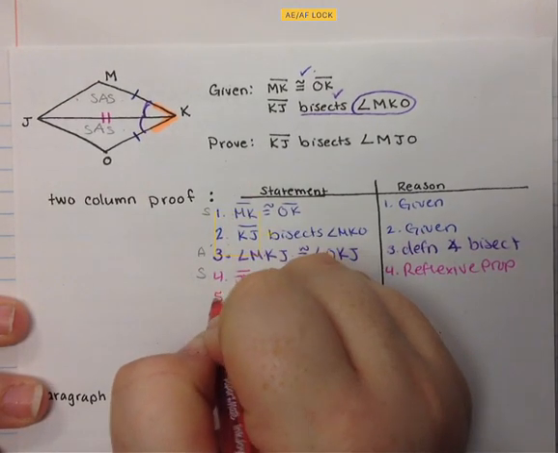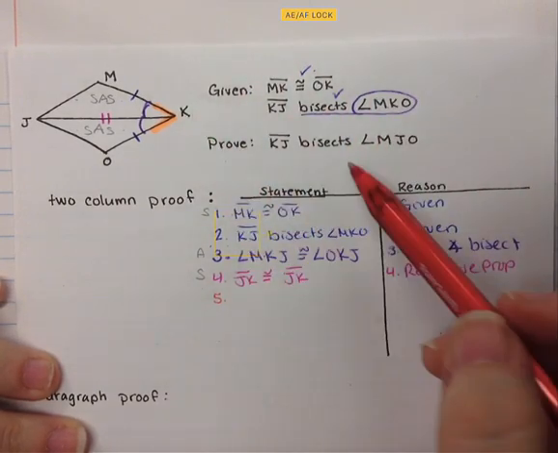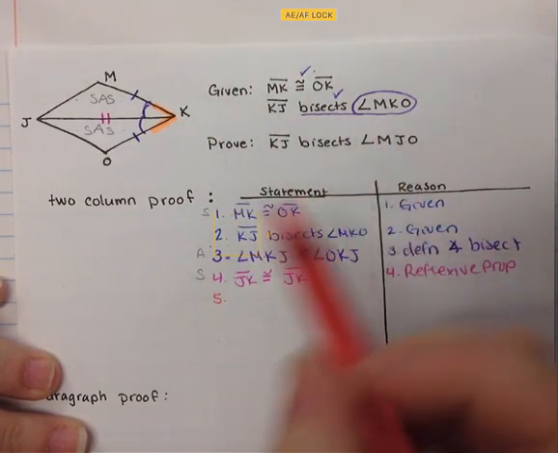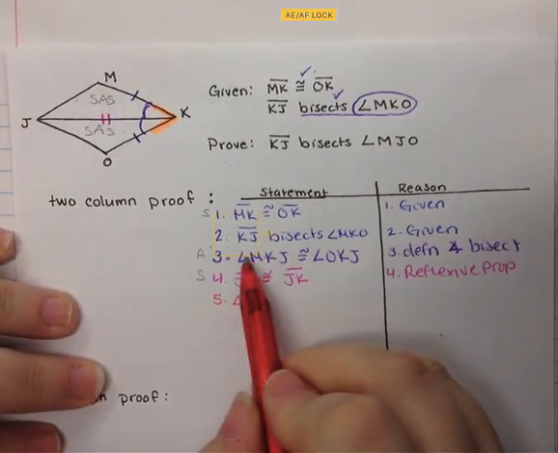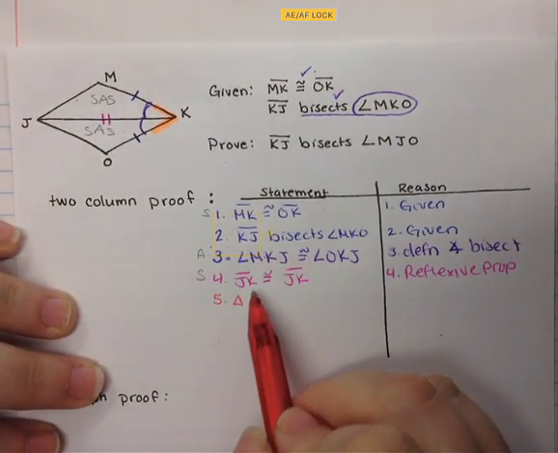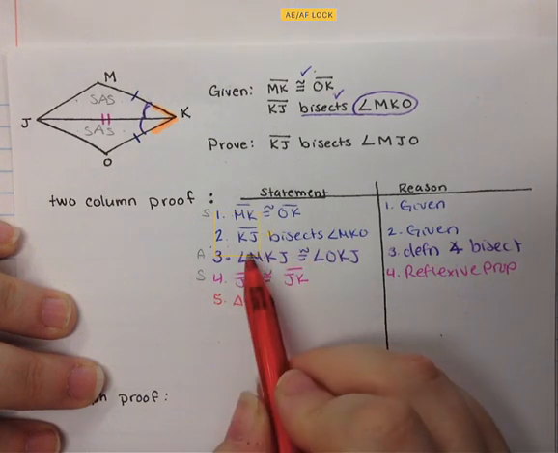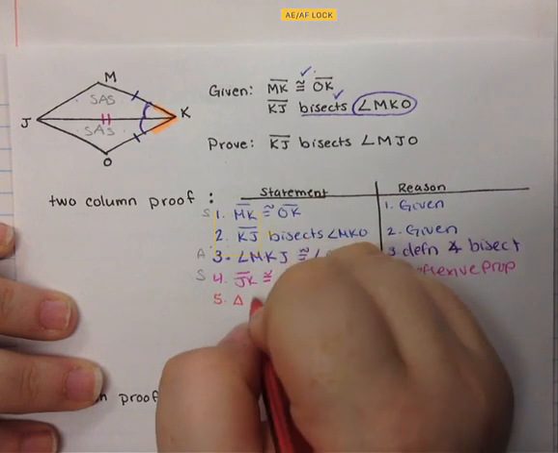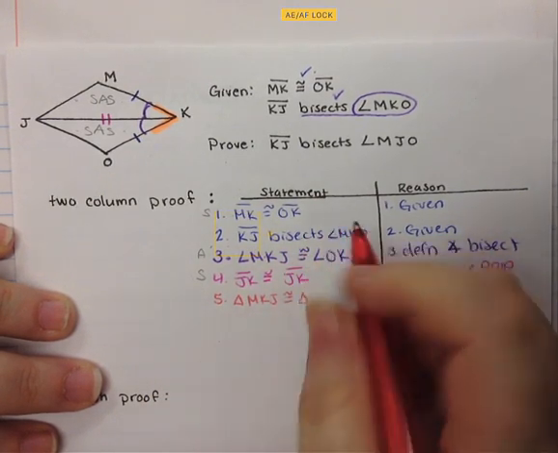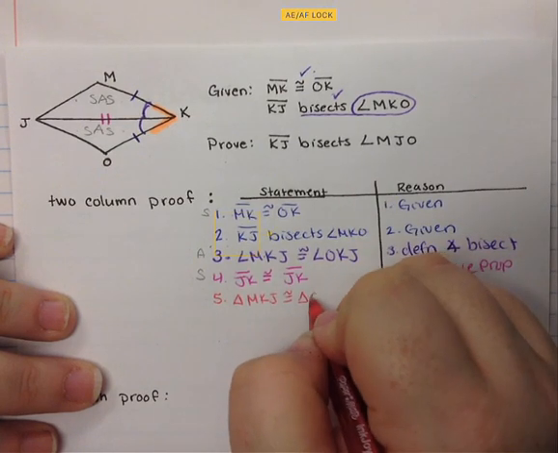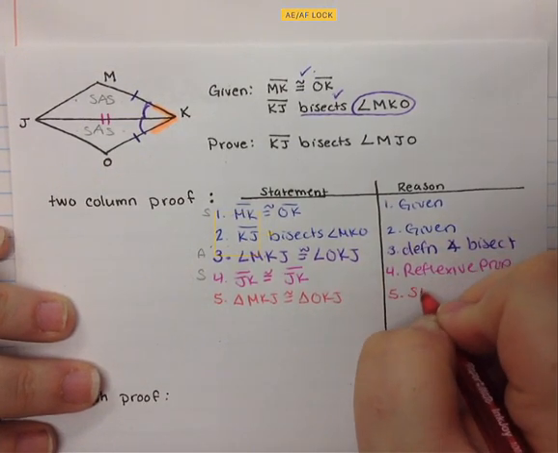So statement 5 is, since we don't have it up here how the triangles are congruent, or to prove triangles are congruent, we still have to do it. So since I have an angle already named up here, I can actually name my triangle the exact same way we did our angles. So I can say triangle MKJ is congruent to triangle OKJ. And the reason for that is because it was side, angle, side.